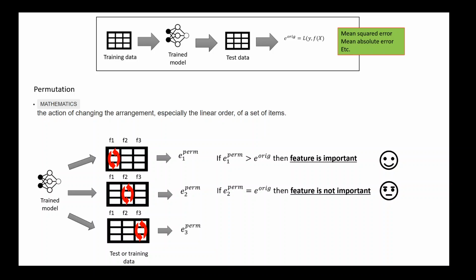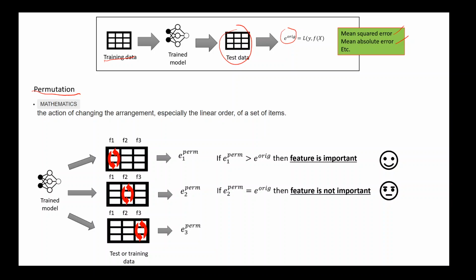Usually, we start by training a model with training data, and then we can measure the generalization error using the test data. This is done using a loss function, such as mean square error or mean absolute error. In this method, the importance of a feature is measured by calculating the increase in the model's prediction error after permuting the feature. Permutation is defined as the action of changing the arrangement, especially the linear order, of a set of items. In this case, the values of the feature are randomly shuffled.